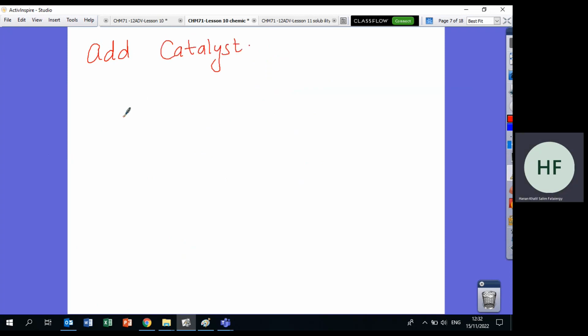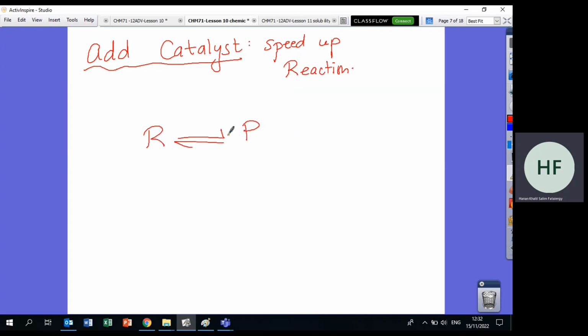When we add catalyst, usually what you know is that the catalyst will speed up the reaction. It will make the reaction faster. But be careful now. In case of equilibrium, we have 2 reactions. So which one will be faster? The forward reaction or the backward reaction? Actually, both of them will be faster. So the catalyst will make the reaction faster forward and then backward.